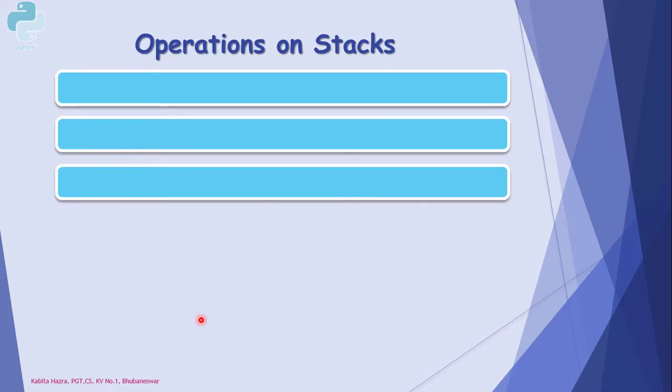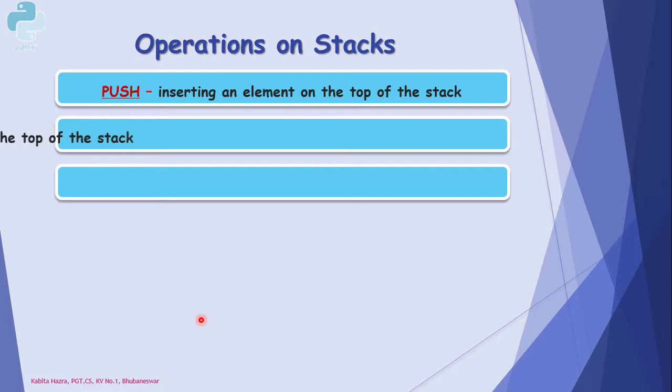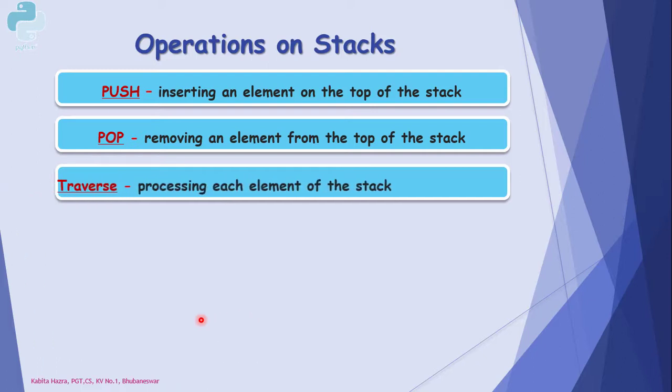Basically, there are three different operations. First is called push, which means to insert an element at the top of the stack. The second is pop, that means to remove an element from the top of the stack. And the third is traverse, that is to process each element of the stack at least once.